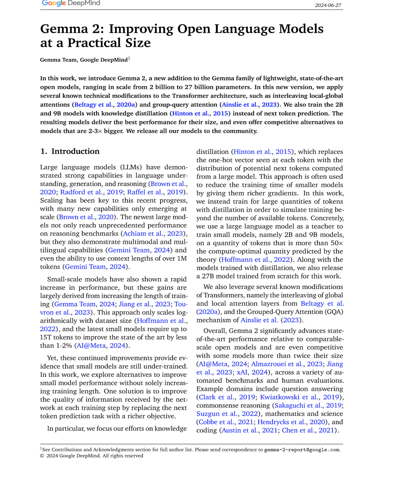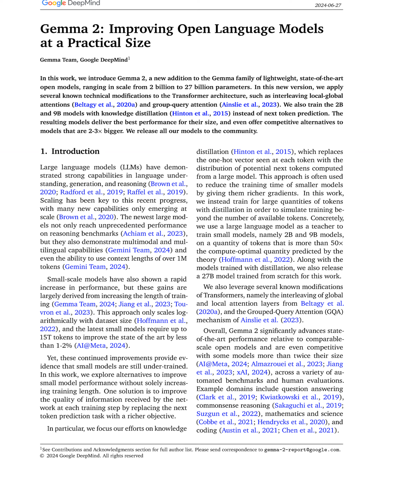The paper highlights that small models often require up to 15 trillion tokens to achieve minimal gains, indicating they are undertrained. To overcome this, Gemma 2 employs knowledge distillation, where a larger model serves as a teacher to provide richer gradients to smaller models, enhancing their training efficiency.